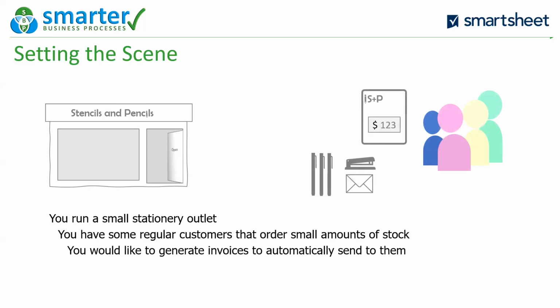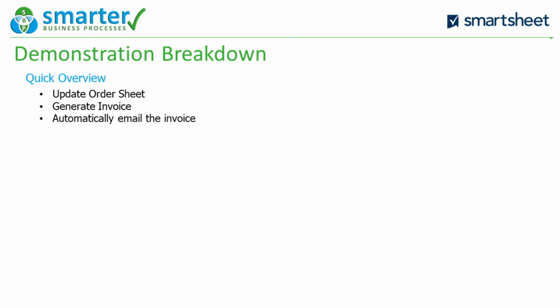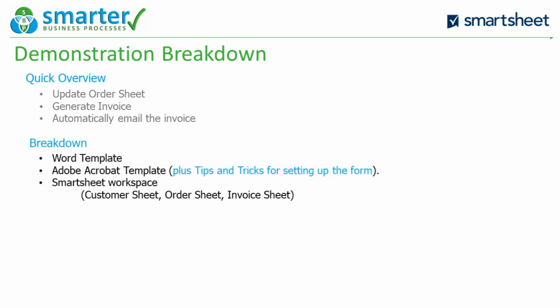You've already got an invoice template in Word that you're quite happy to use, and you do have access to an Adobe Acrobat fillable PDF creator. And you would like to use Smartsheet for this solution. So that's the scene that we've set, and this is the demo that we're going to do. The way that I'm going to do the demonstration, I'm going to show you first, right up front, just how to put an order through, generate the invoice, and show how that email arrives. And then I will take you through step by step how we got to that solution.